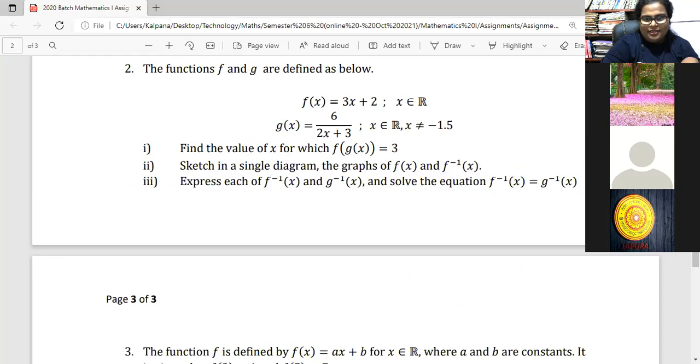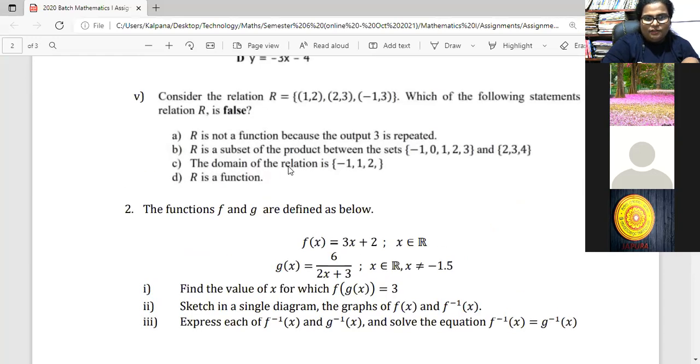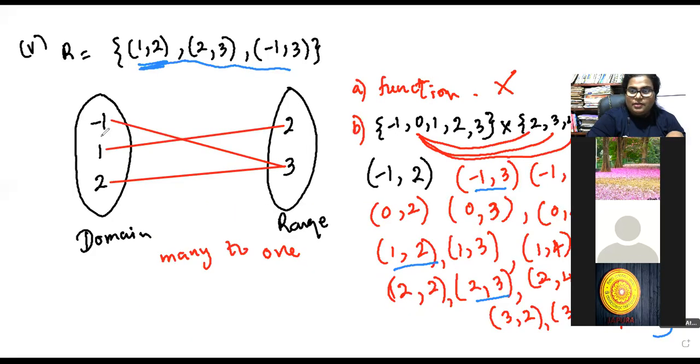Actually, I forgot it. I'm sorry. Here, the domain of the relation is -1, 1, and 2. Right? The domain means the elements in the domain here. So -1, 1, and 2 are the elements in the domain. So it is correct. And the fourth part D of this question is: R is a relation, R is a function.